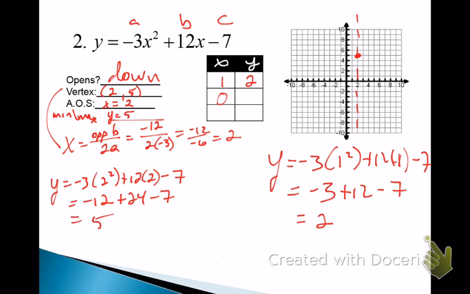I go back up here. If I plug in 0 for x, these become 0. 0 minus 7 is negative 7. And they're my two points. So I go 1 comma 2, 0 comma negative 7 goes all the way down here. And then I mirror that on the other side. And then you draw your U. Boom.